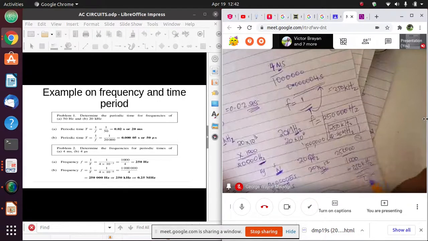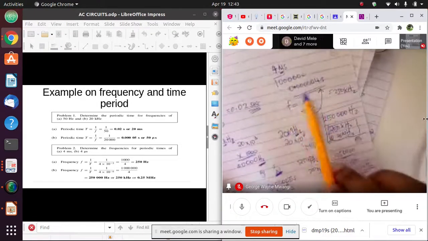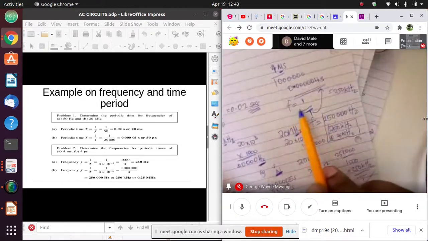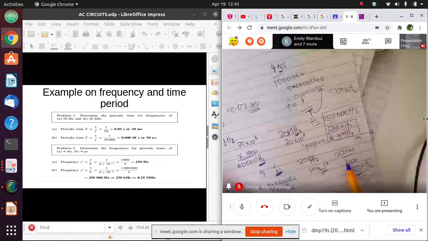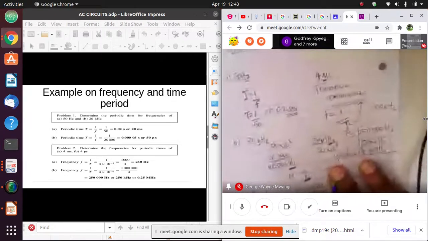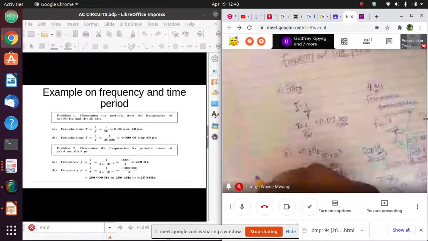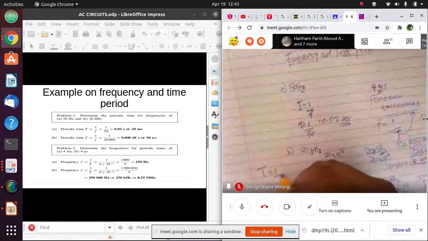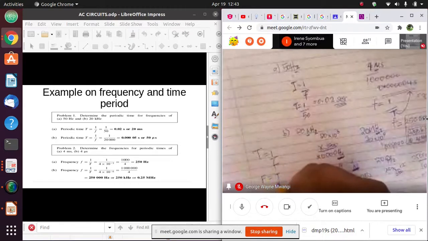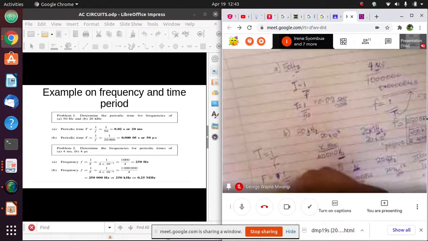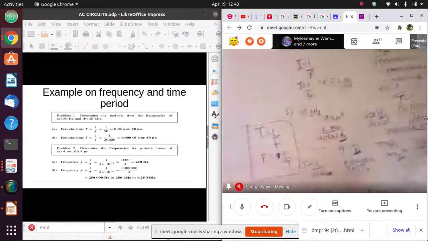So you don't jump straight from here, dividing 1 by this and getting 250 kilohertz. No. Get this first, 250,000, then show me that you've divided by 1000 to get 250. But I want you to get that formula. Once you're given frequency, you can be able to find the time period. And you can also be able to find frequency if you've been given the time period. Okay.